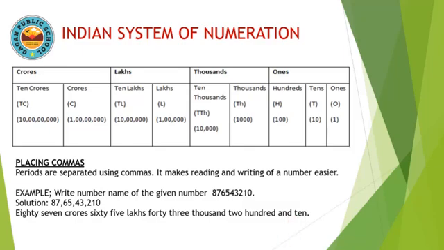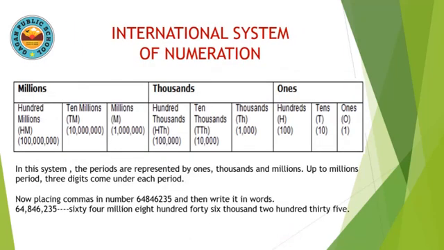Now we have one more system, that is the international system. In this system, the ones period is the same as in the Indian system. But then 1,000, 10,000, 100,000 will come. Instead of lakh, it will be 100,000. Then million, 10 millions and 100 millions. Okay. So now place commas according to the international system.